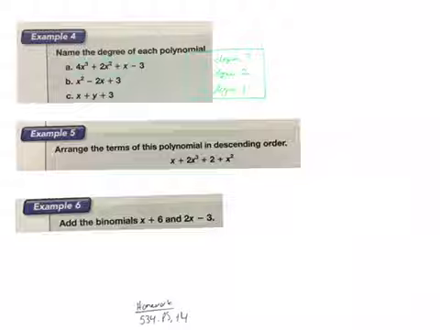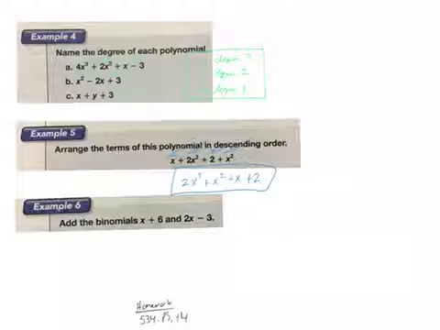Looking here at example 5, it says arrange the terms of this polynomial in descending order, meaning by its degree. So this one's 3, this one is 0, this one is 2, this one is 1. So I'd say 2x cubed, because it's the highest, plus x squared, plus x, plus 2, because I just went down in descending order.